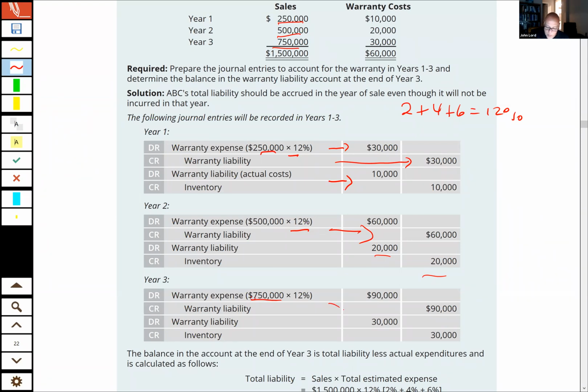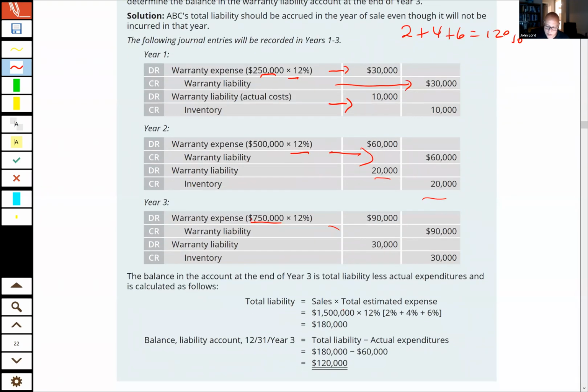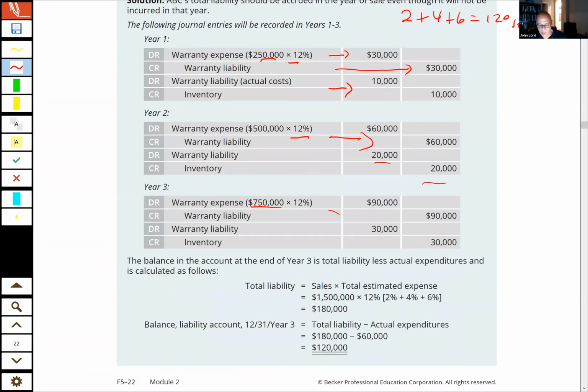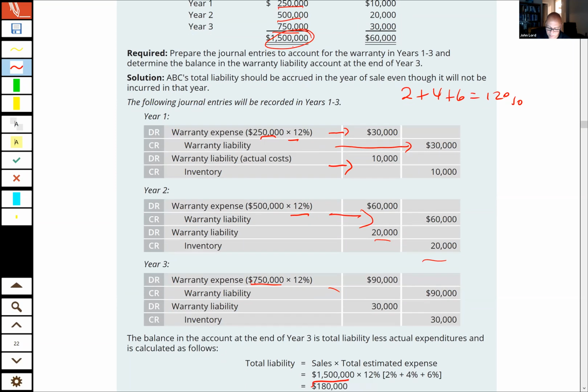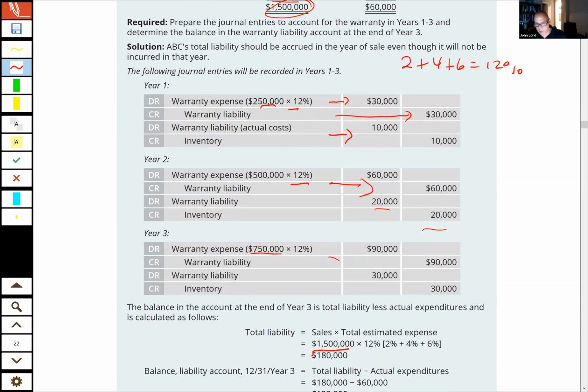Now, a question might ask you, what's left in the liability? They like to ask that a lot. Notice they took all the years' sales. That 1.5 million is the total of the sales for the 3 years, right? Because they could give you all this in a fact pattern. Of course, if it's a company, you'd have to do it year by year the way they did.